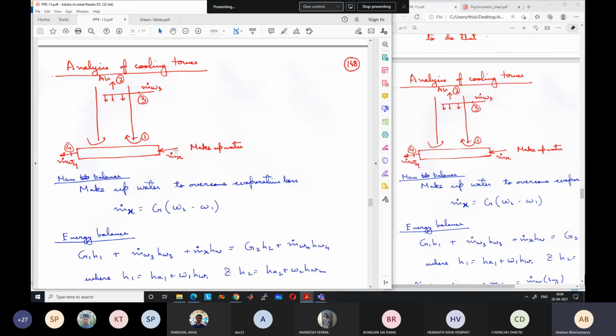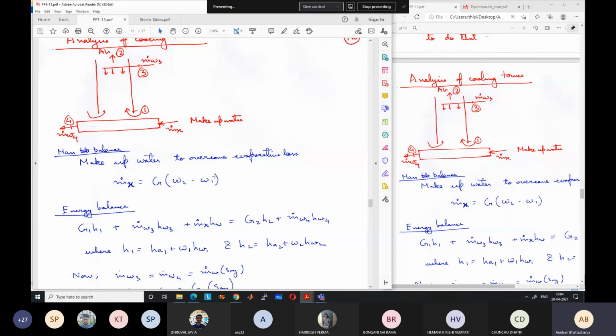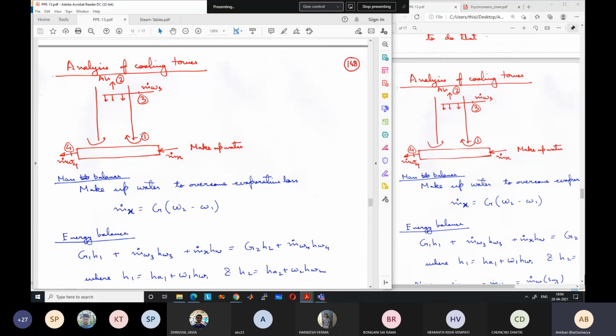The air comes in at condition 1 and goes out at condition 2. So the relative humidity at the inlet is phi 1, and when the air goes out it is phi 2. The absolute humidity or specific humidity is omega 1, and when it goes out it is omega 2. Temperature is T1, and when it goes out it is T2. So all the conditions are 1 at the inlet and 2 at the outlet of the air.